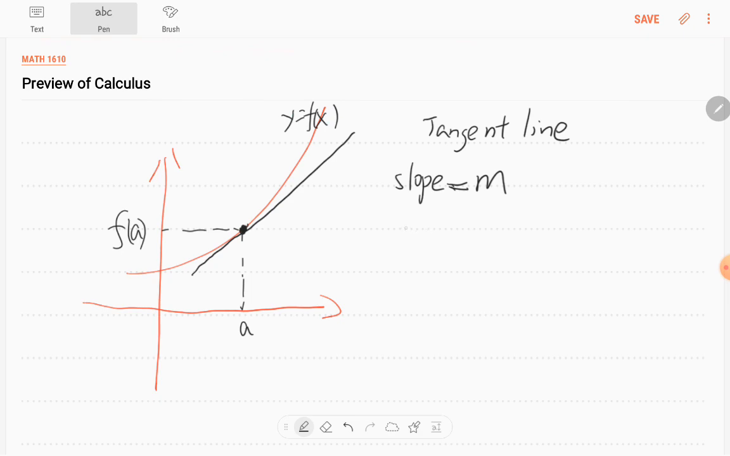So if we know the slope, then we can use the point slope form, which is y minus f of a equals the slope times x minus a. Right? This is the point slope form. Okay, but it's very hard to find the slope of this tangent line.